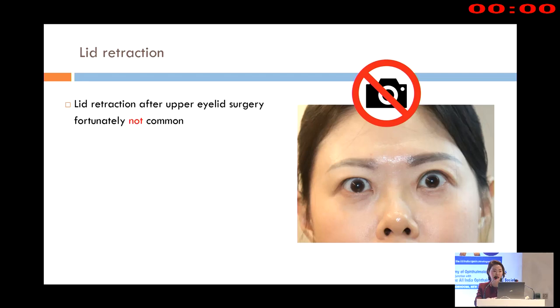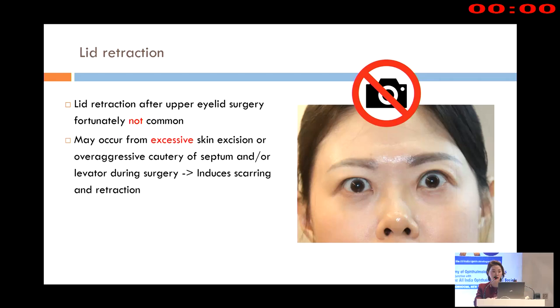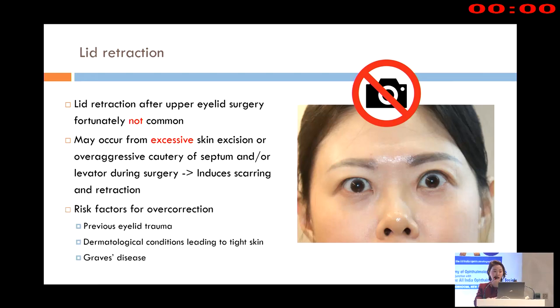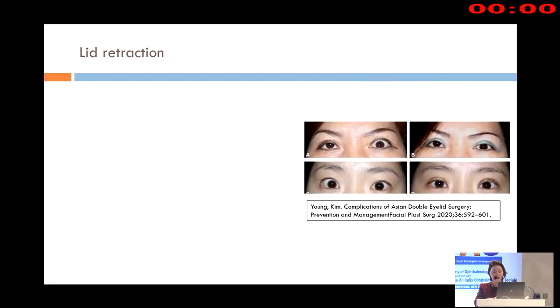Lid retraction, again, fortunately is not common after upper eyelid surgery, but this patient had previous ptosis surgery by another surgeon, and it's usually due to excessive skin excision or over-aggressive cautery of septum or levator, or over-plication of the levator, and so there's scarring and retraction. And of course, the risk factors would be if the patient had previous eyelid trauma, the dermatological conditions leading to tight skin and Graves' disease.